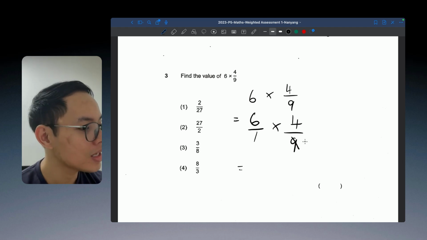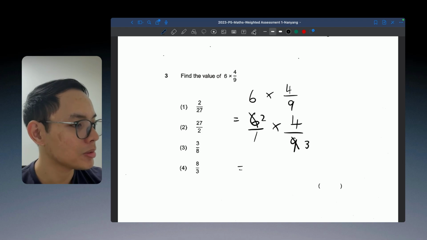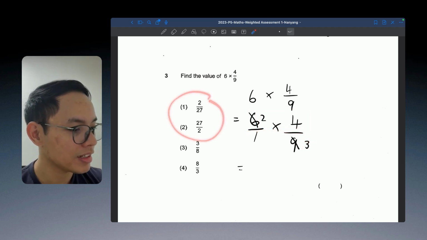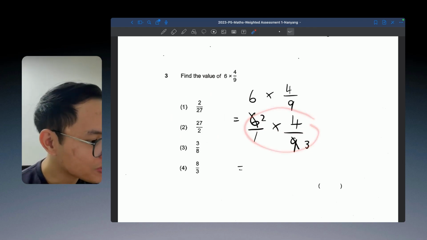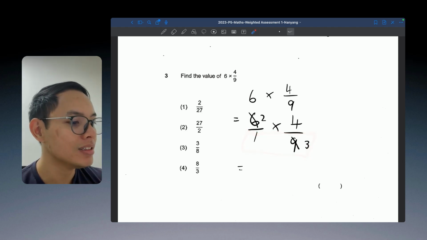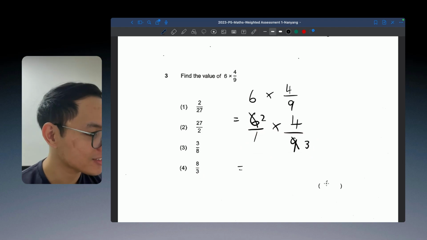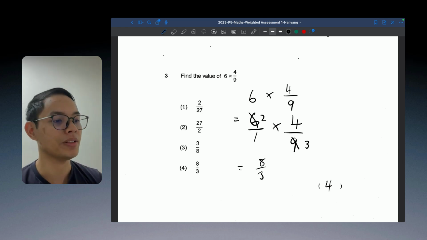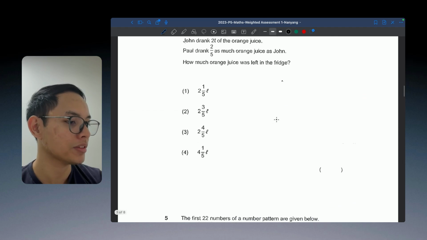9 divided by 3 is 3. 6 divided by 3 is 2. So now we can multiply 2 times 4 over 3. Even without going through the multiplication, you see the denominator is actually 3. So you can roughly say the answer is around 4, but if you multiply, it should be 8 out of 3. That's what I see over here. All right, pretty straightforward. Okay, let's move on to the next question.